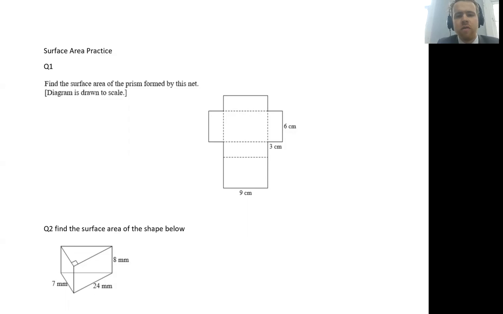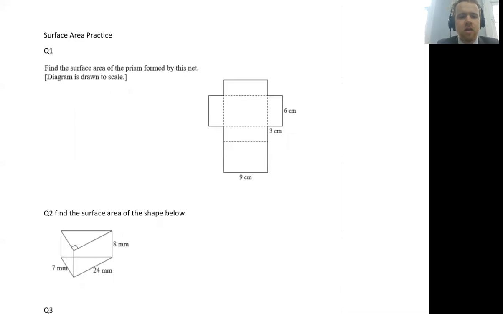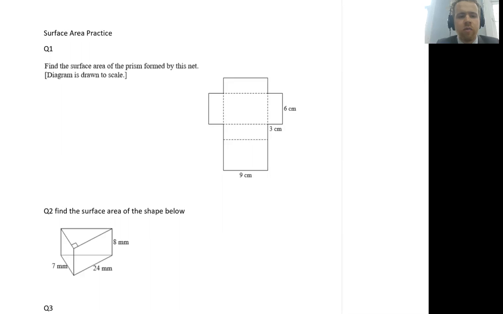We're going to be going over some surface area questions. I'm just going to take you through these as a bit of practice, just going to pick a couple of these. All right, so what we need to do here is we've got a net of a prism, so we've folded that 3D shape down into a 2D shape, and we're going to find that surface area.